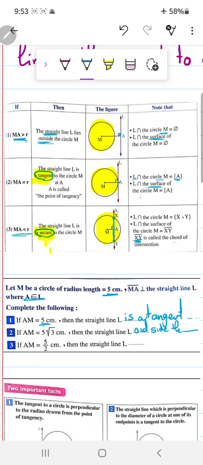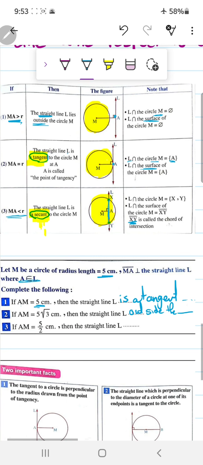Here AM equals 5 over 2. 5 over 2 is 2.5. So here MA is smaller than R. So L here is called a secant to the circle M.